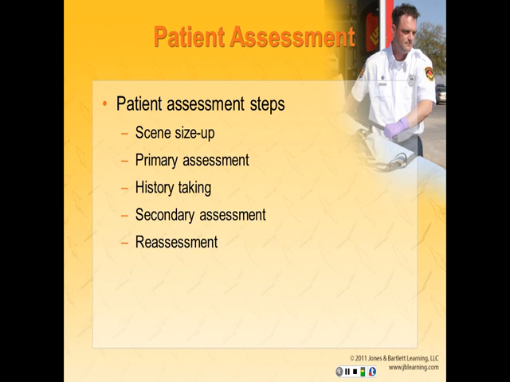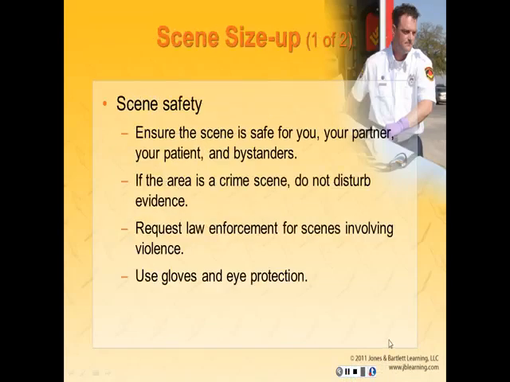For patient assessment steps, they're always the same: scene size up, primary assessment, history taking, secondary assessment, and reassess. Regarding scene safety, you should observe for hazards and threats to the safety of the crew, bystanders, and the patient. If the area is a crime scene, do not disturb evidence. Request law enforcement for scenes involving violence, such as assaults or gunshot wounds, and if needed, call for the power company, fire department, or ALS units early. At a minimum, use gloves and eye protection.